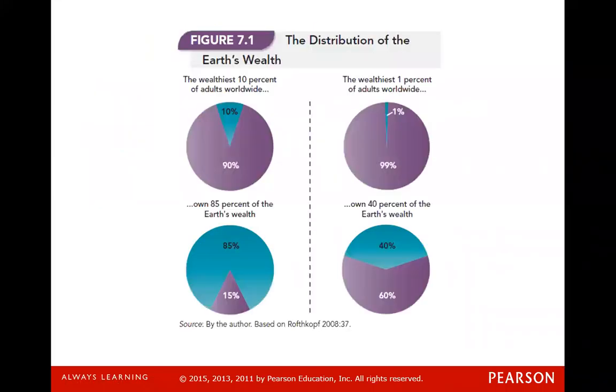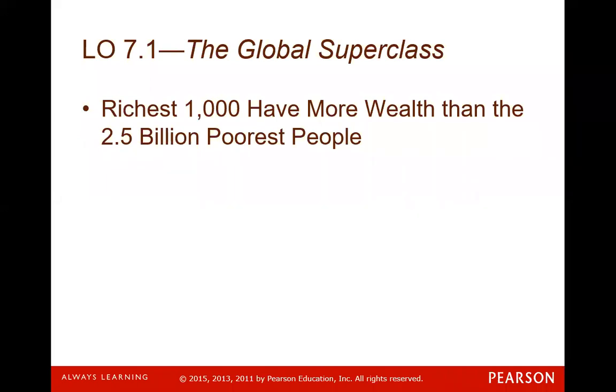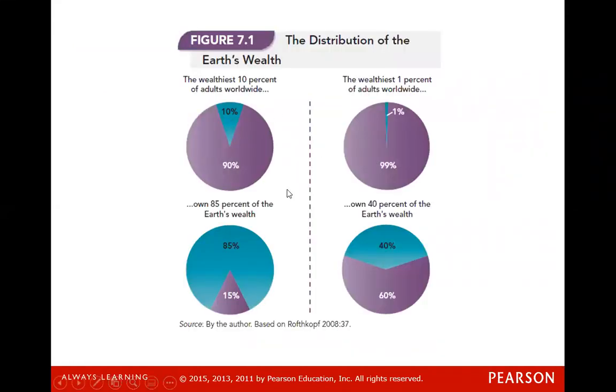We also talked about the global super class, which includes the 1,000 richest people who own more wealth than the 2.5 billion poorest people in the world. So only 1,000 people are the ones having the major share of resources in the world. So here's a picture that tells us that the wealthiest 10% of people own 85% of the wealth in the world, right?